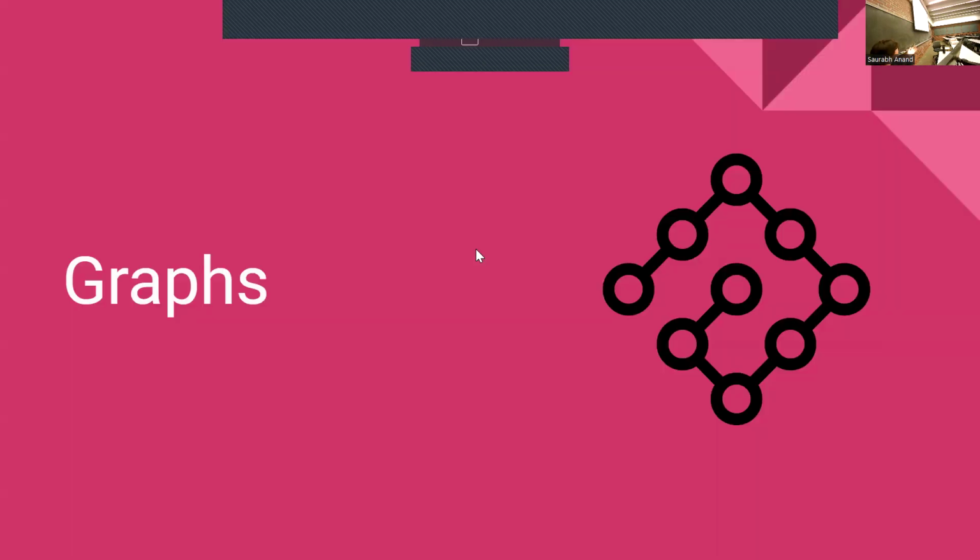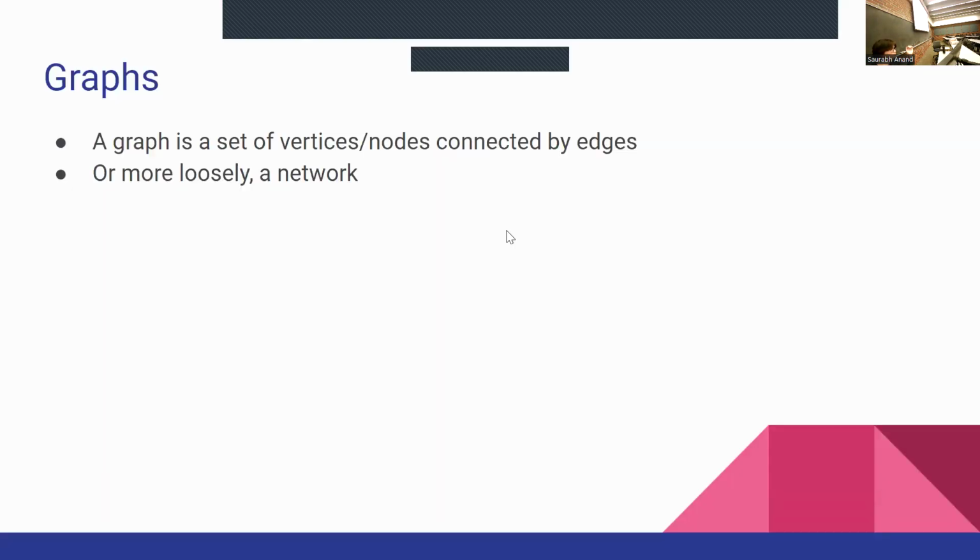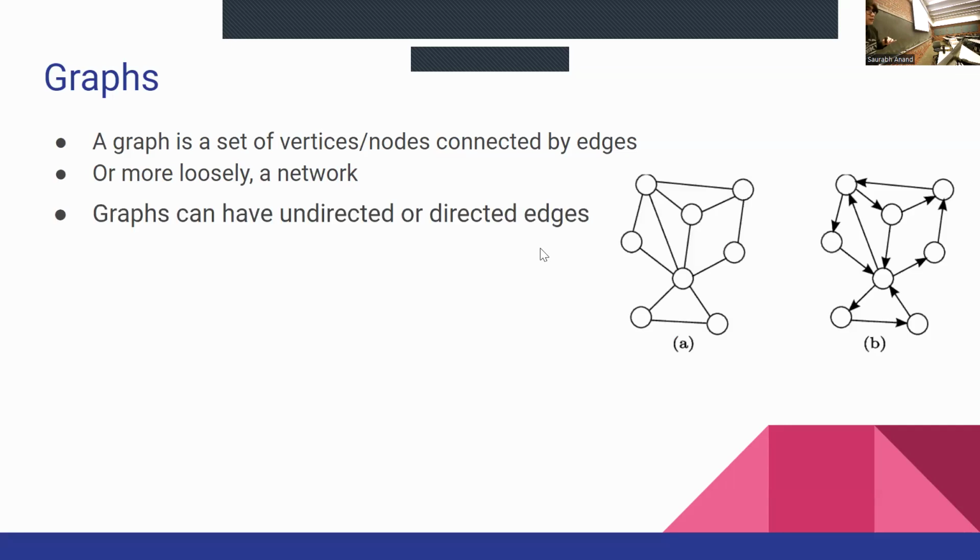So the next topic we're going to talk about is graphs. Are you guys familiar at all with graphs? You know what a graph is? Yeah? Okay, I'm just trying to gauge. Or no? Okay. Well, we'll talk about it, or just define it briefly. A graph is basically just a set of vertices, also called nodes, connected by edges. Or if you want to define it more loosely, it's really just a network, and we'll show some examples.